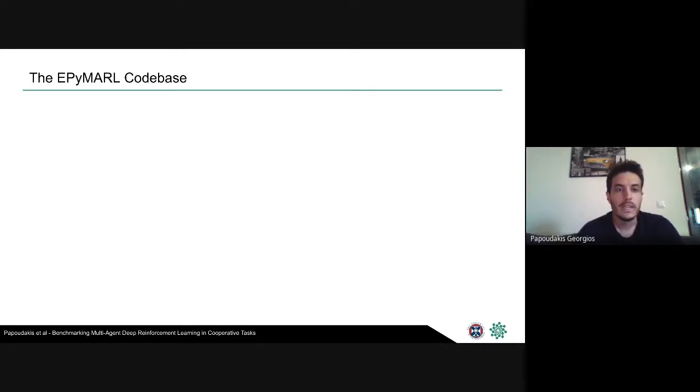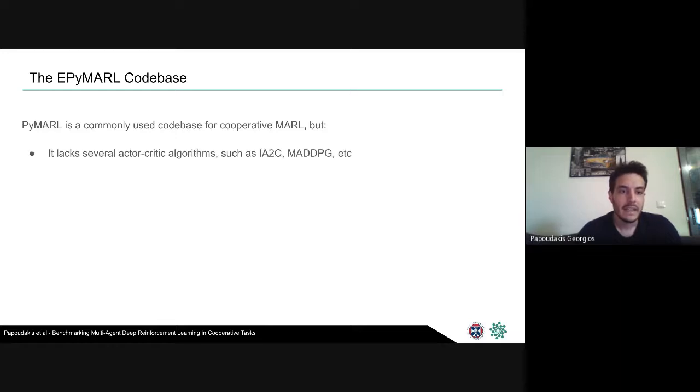You can find all these algorithms in the ePyMARL code base. In general, the ePyMARL code base is an extension of the existing PyMARL code base. The reason is that PyMARL in general lacks several actor-critic algorithms such as IA2C, MADDPG, MAPPO, and others.